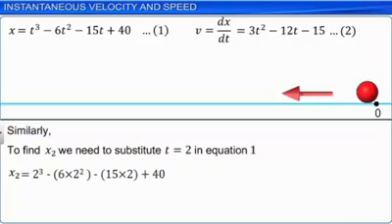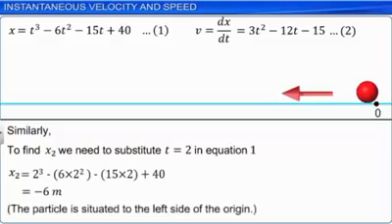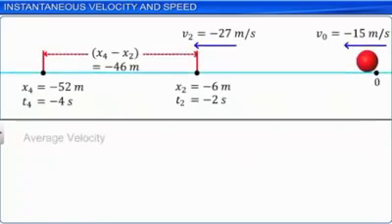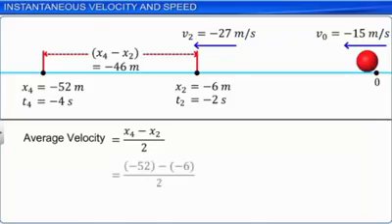Average velocity is equal to (x4 - x2) / 2, which is (-52 - (-6)) / 2, equal to -46 / 2, which is equal to -23 meters per second. Therefore, the average velocity between t = 2 seconds and t = 4 seconds is -23 meters per second.